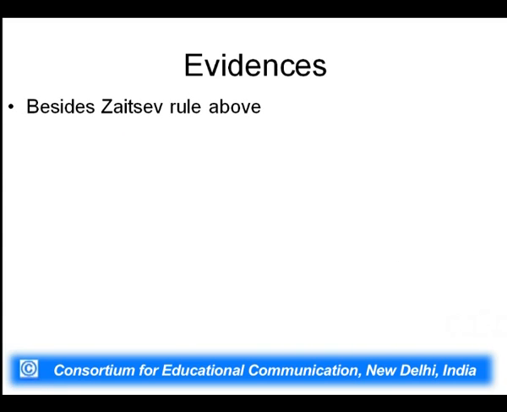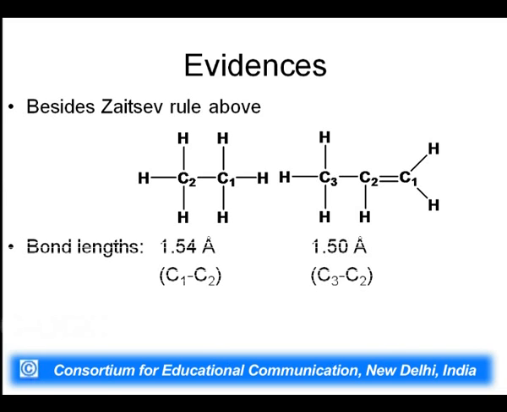Moving further, what are the evidences besides the Zaitsev rule? The evidences are that if we move from ethane to propene, the carbon-carbon single bond length in ethane is 1.54 angstrom, but in propene the C2-C3 single bond is 1.50 angstrom, which is less because of the partial double bond character we discussed earlier. So, partial double bond character is coming and the bond is getting shortened a little bit. To explain this, hyperconjugation is a very good and reasonable answer.